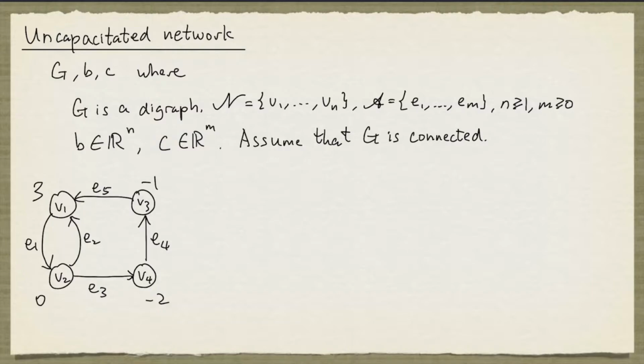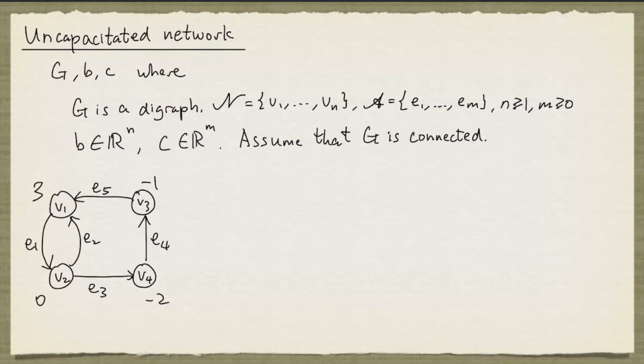B is a real vector with n entries, and C is a vector with m entries. And we assume that G is connected. And from now on, we'll simply call an uncapacitated network a network. We can interpret a network as follows. Imagine that amounts of material move along the arcs in the direction of the arcs. The entries of B denote the supplies of material at the nodes.